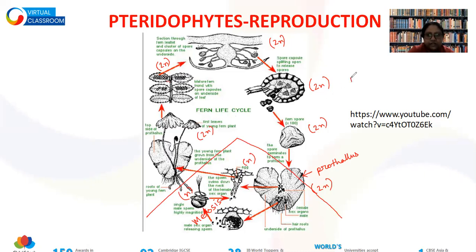So that's why we can call it a diplontic life cycle. Or actually it is called diplohaplontic, because we don't need to only rely on the image, we need to see the timing also.